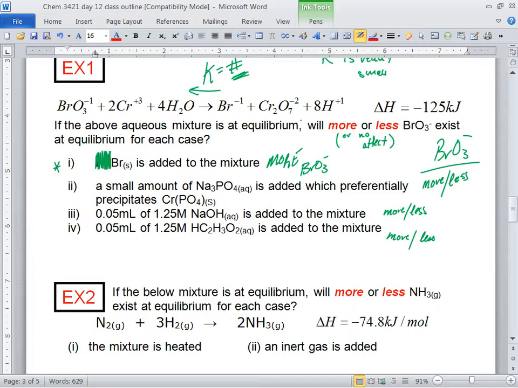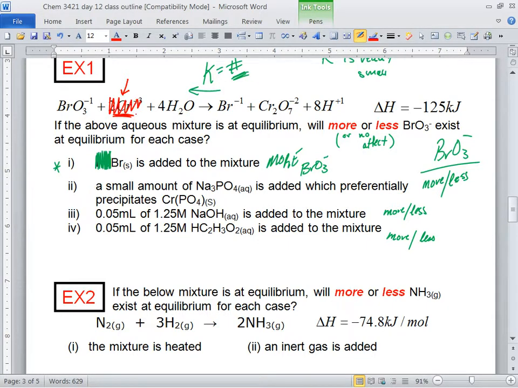Monica, how did you answer the first one? They're adding a small amount of sodium phosphate, which precipitates chromium phosphate. You end up with more or less bromate. It says less. Does everybody agree? So we're precipitating out chromium phosphate. I think everyone sees that that's this guy, right? So are we getting more or less of this? Less.